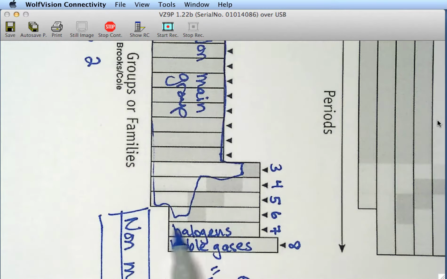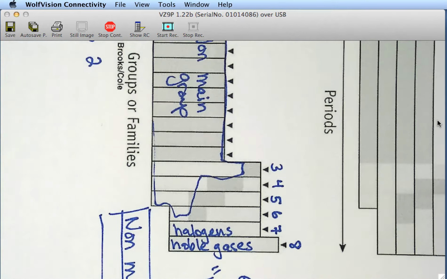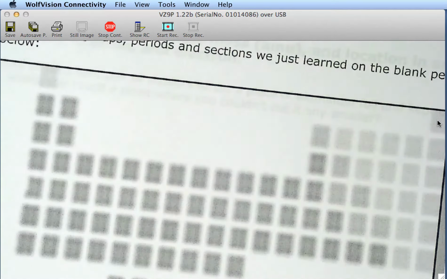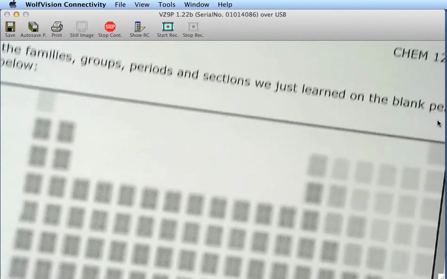Be careful with halogens and noble gases. A lot of times students will think noble gases are halogens or vice versa. So on the next page, I'll go through a few practice problems to give you an idea of what's expected of you for this section, because it just seems like, well, this is so easy. I'm not sure why we're spending time on this, especially just coming off of conversions.